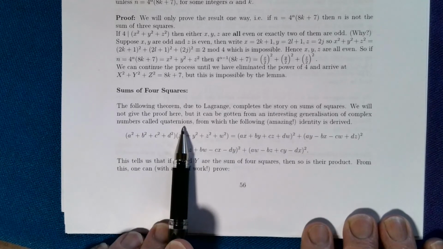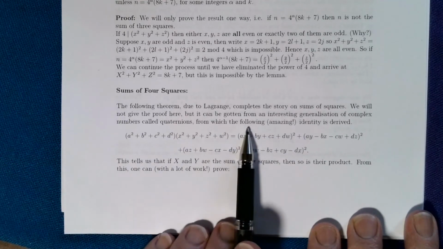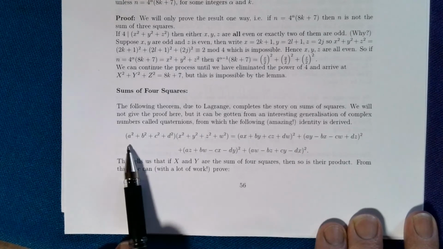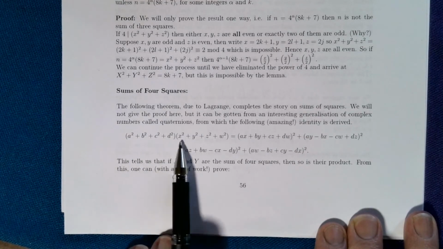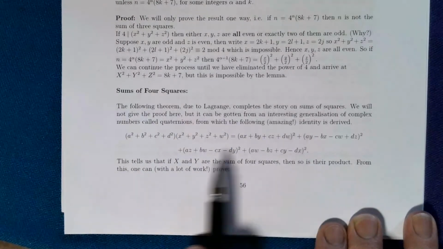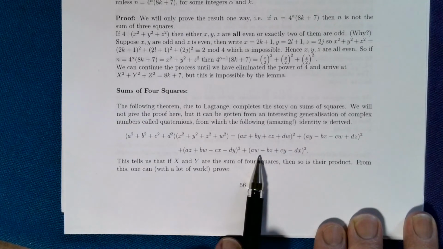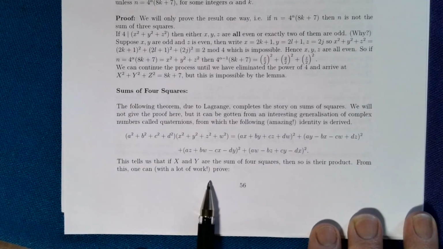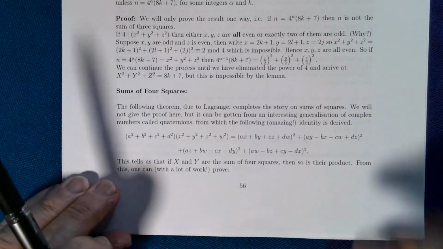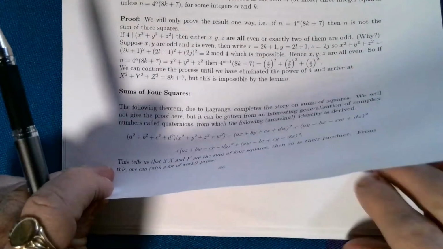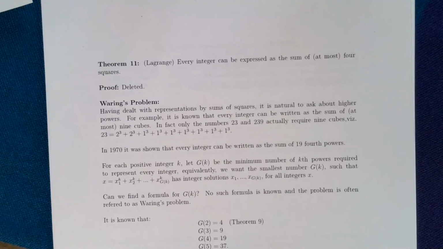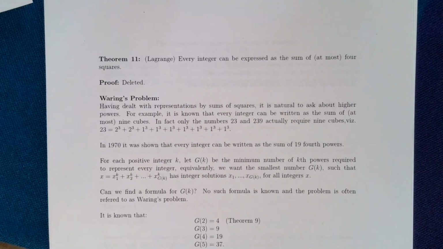From the quaternions one obtains the following rather amazing identity, which says if you've got the product of two numbers, each of which is the sum of four squares, then you can write that itself as a sum of four squares. So this tells us if x and y are each a sum of four squares, then so is their product. And from this, with quite a lot of work, one can deduce the following result of Lagrange, that every integer can be expressed as a sum of at most four squares. And I'm not going to do the proof of that one.